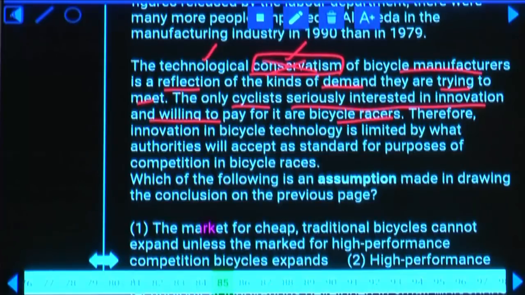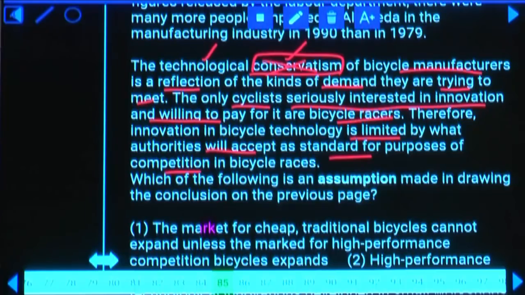This is the reason why these people are conservative regarding technology, including in bicycles. Clear? That's what we mean by the word conservatism. And therefore, innovation in bicycle technology is limited. Why is it limited here? Because more people are not showing interest in buying that one. By what authorities will accept as standard for purposes of competition in bicycle races?